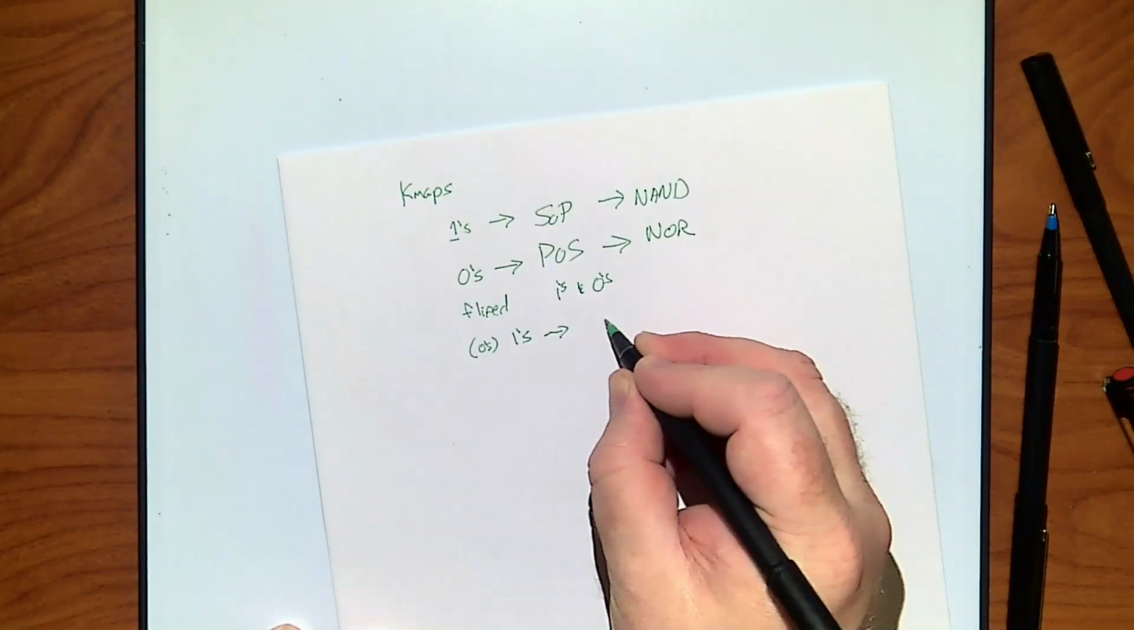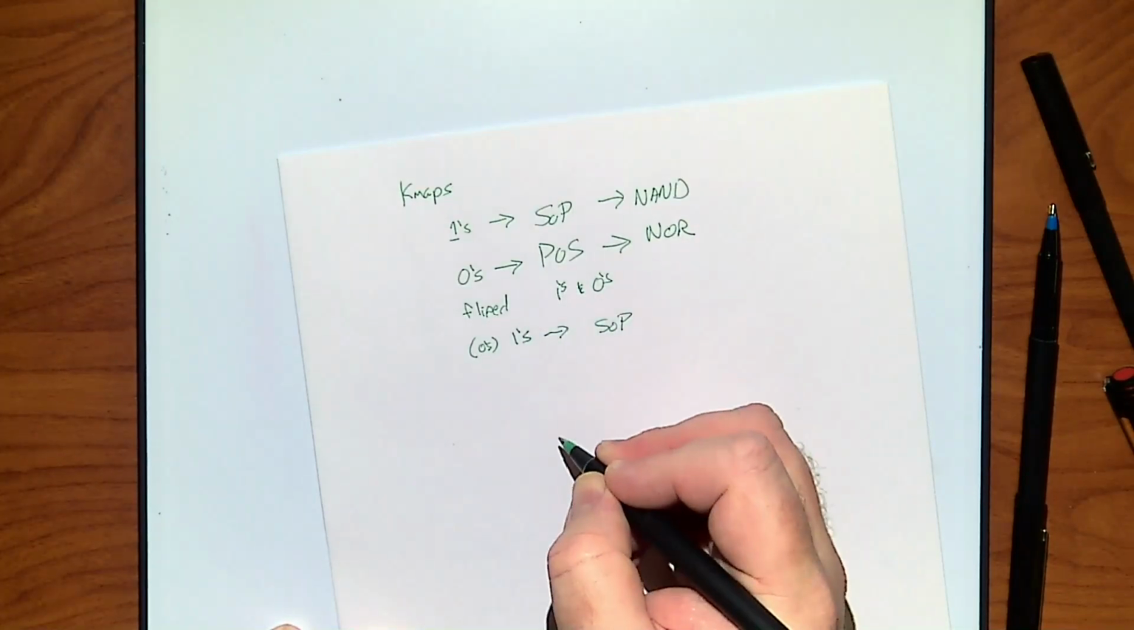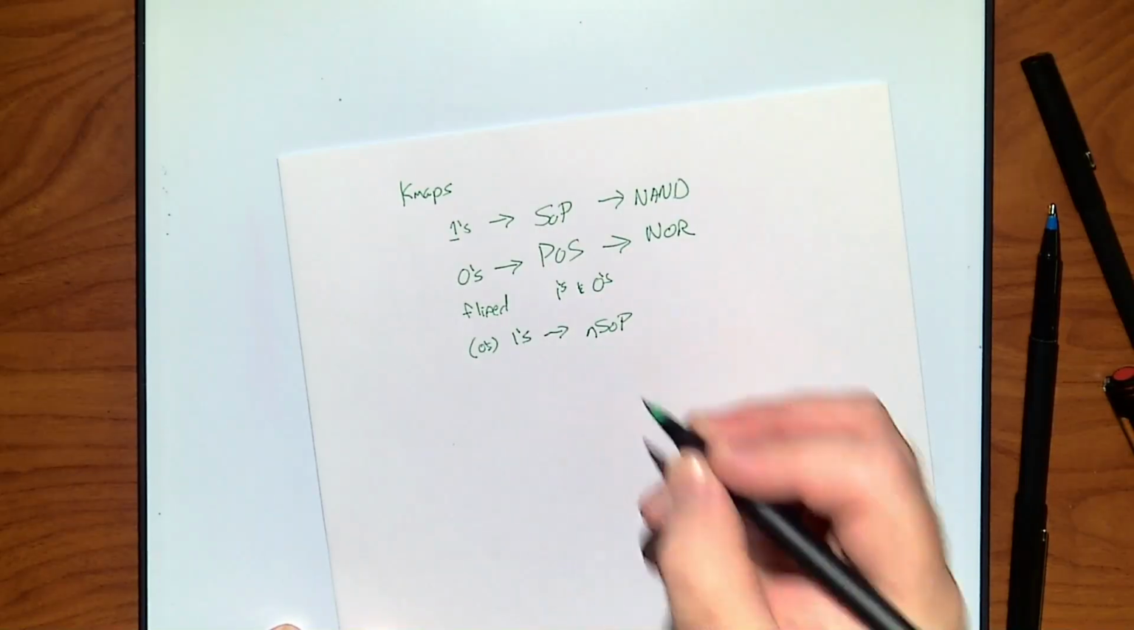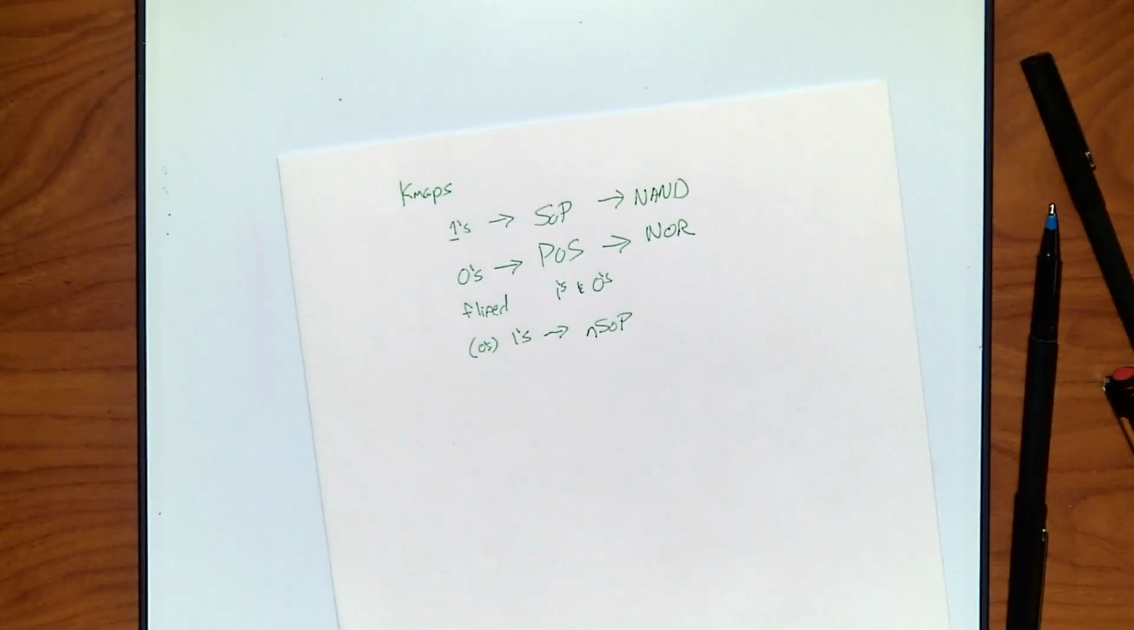I'll still get a sum of products type expression, but it's on the negation of it. So we call it negated sum of products. So I could encircle, in essence, what were the zeros, but now they look like ones. I'll get the negation of the function, and I just run it into a NOT gate.